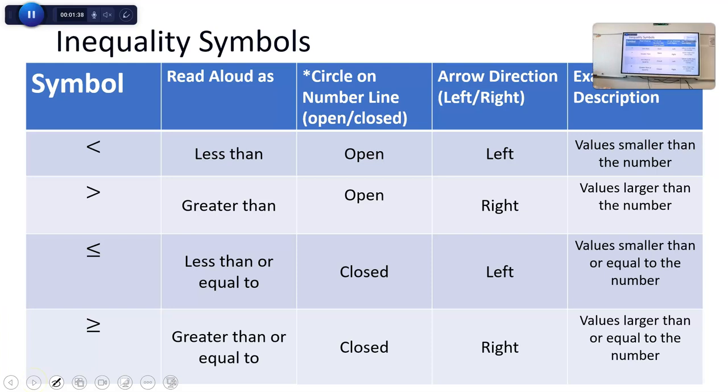Inequality symbols. Remember, less than means it is open going to the left. Greater than is open going to the right. Less than or equal to is closed going to the left. Greater than or equal to is closed going to the right, especially when x is on the left side of your inequality statement.